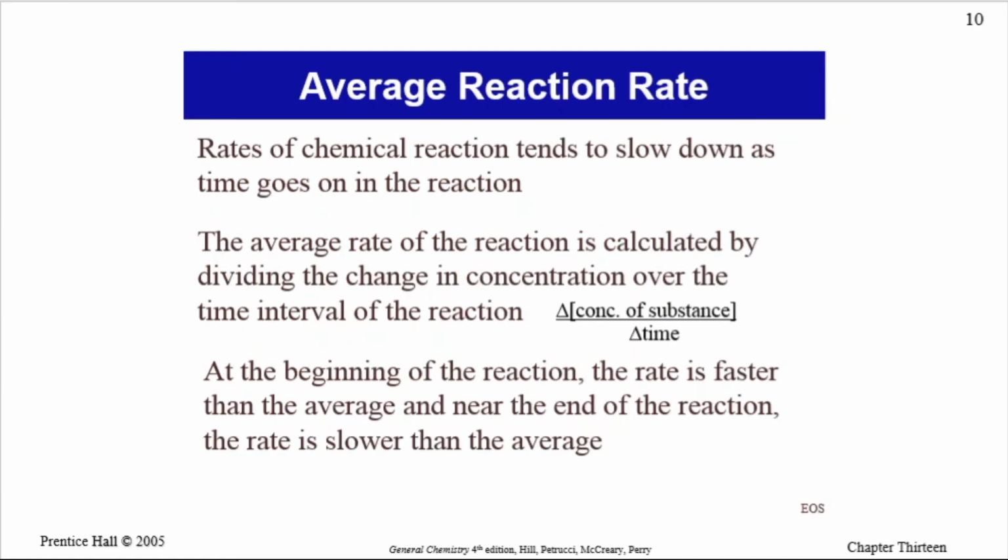Now the average reaction rate. Rates of chemical reactions aren't constant for the entire reaction. Sometimes it speeds up, sometimes it slows down, and that's why we get those curves. It's not a linear line. So the average rate of the reaction is calculated by dividing the change in concentration over the time interval of that reaction. So at the beginning of the reaction, the rate is faster than the average, and near the end of the reaction, the rate is much slower than the average.